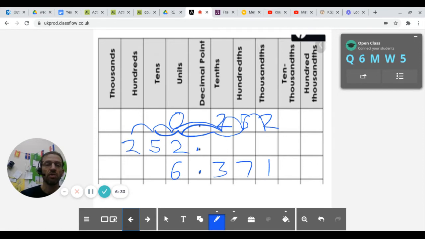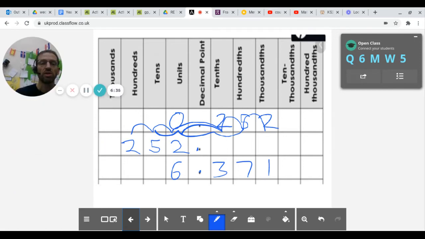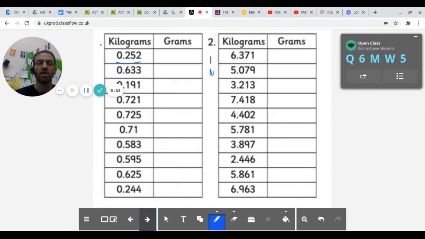Move the 6. 1, 2, 3. The 6 is going to go here. The 3 goes 1, 2, 3. It's going to go there. 7 goes 1, 2, 3. It's going to go here. And the 1 jumps 1, 2, 3. It's going to go here. Point nothing. So there's nothing there. It's 6,371. So that would be the top of the next column.